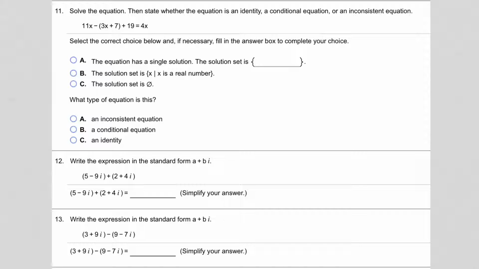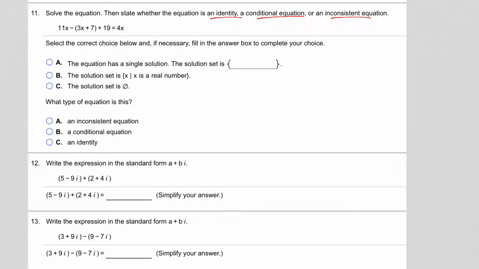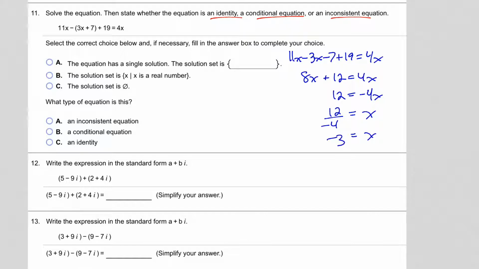Number 11, same deal. So okay, because we have a single solution, which is -3, then this is called a conditional equation. Okay, you actually get solutions, that's a conditional.